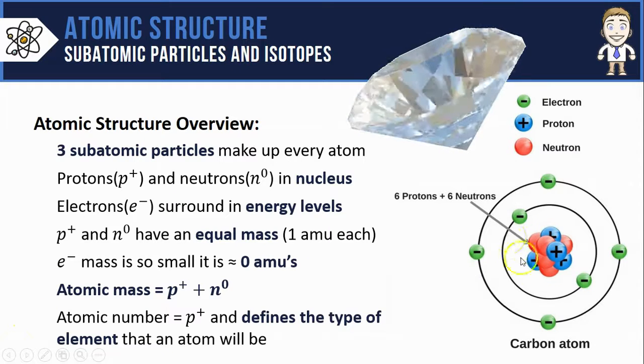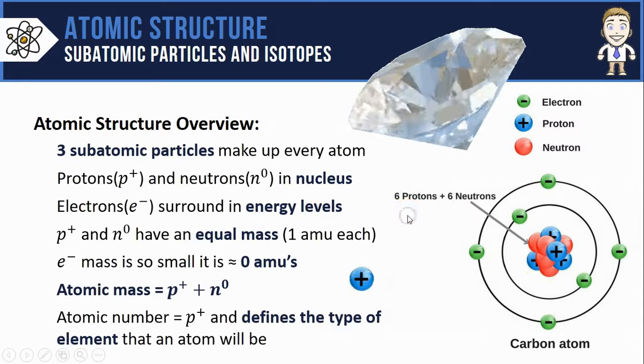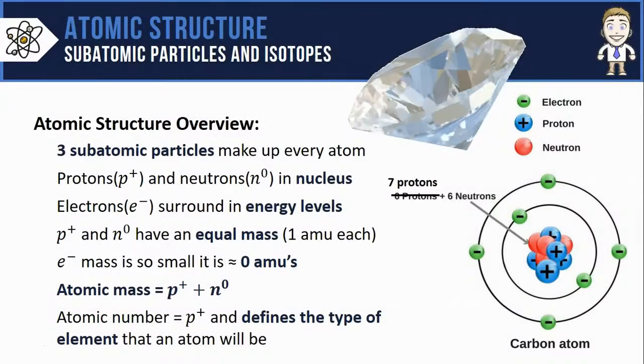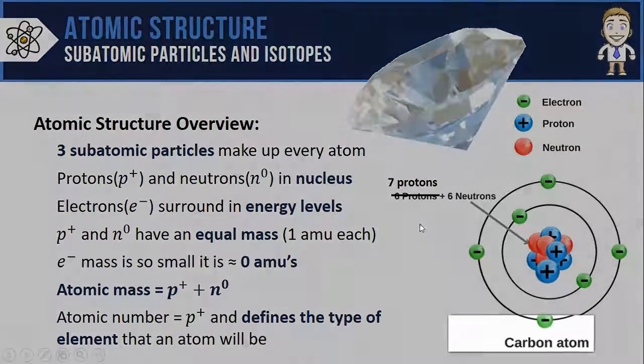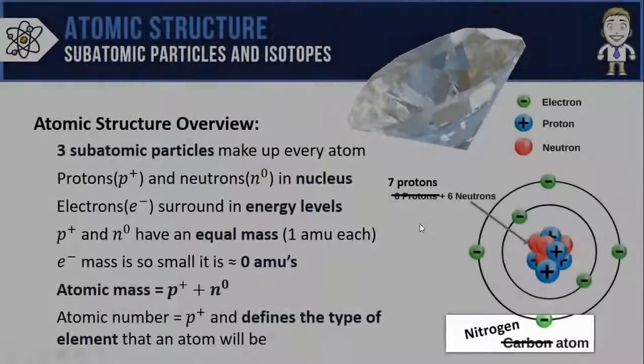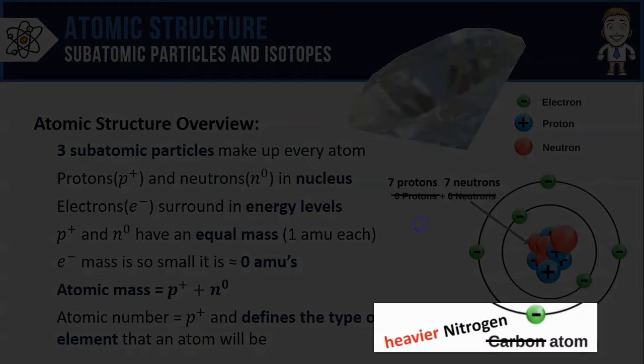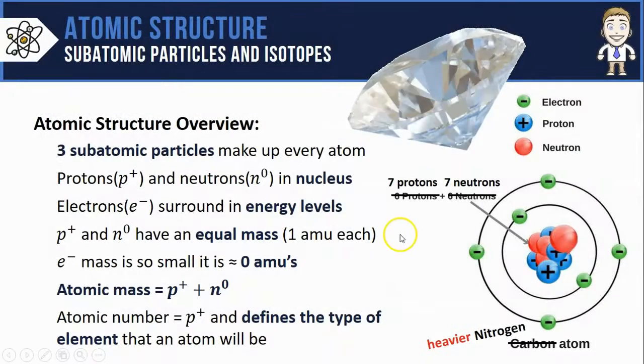That means right now the only thing causing this atom to be an atom of carbon is the fact that it has 6 protons. If we could somehow add an extra proton to that nucleus, making it go from 6 to 7, now that there's 7 protons, it's a completely different element. In fact, it's no longer carbon, it's now nitrogen. If we did the same thing, but instead added an extra neutron, that wouldn't affect the type of element it would be. Even though there's a different number of neutrons, it's still nitrogen. It's technically just a heavier nitrogen.